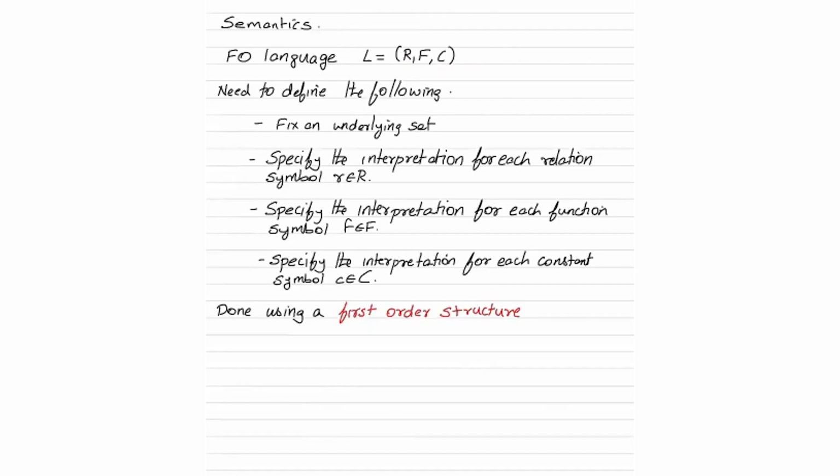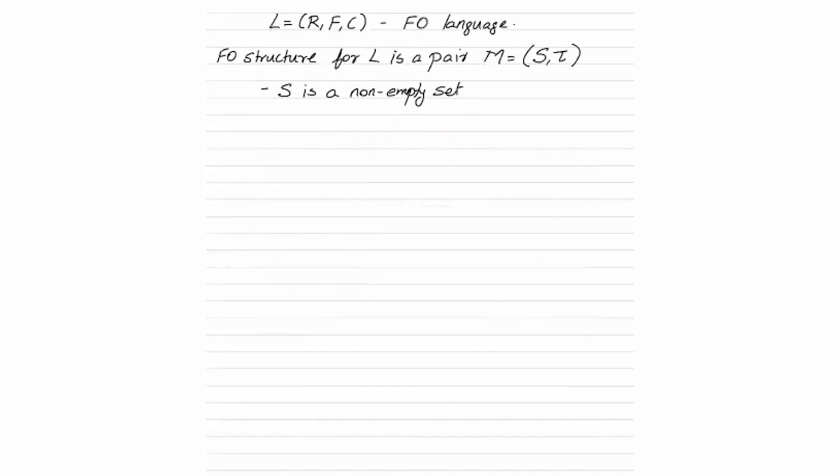Well, the way to do it is to fix an underlying set. This is the set over which you're going to interpret your formulas. And over the set, you fix an interpretation for each of the relation symbols, each of the function symbols, and each of the constant symbols. This is what is called a first order structure. So formally, what is a first order structure?